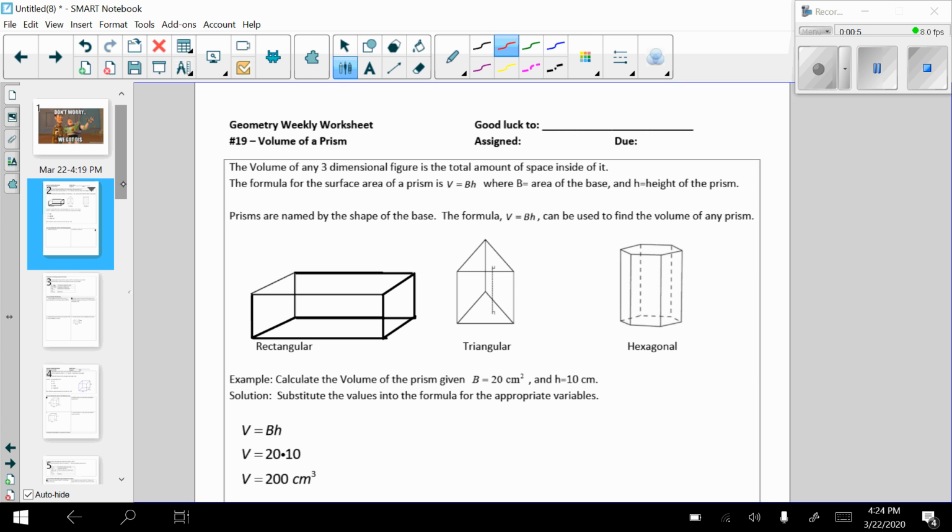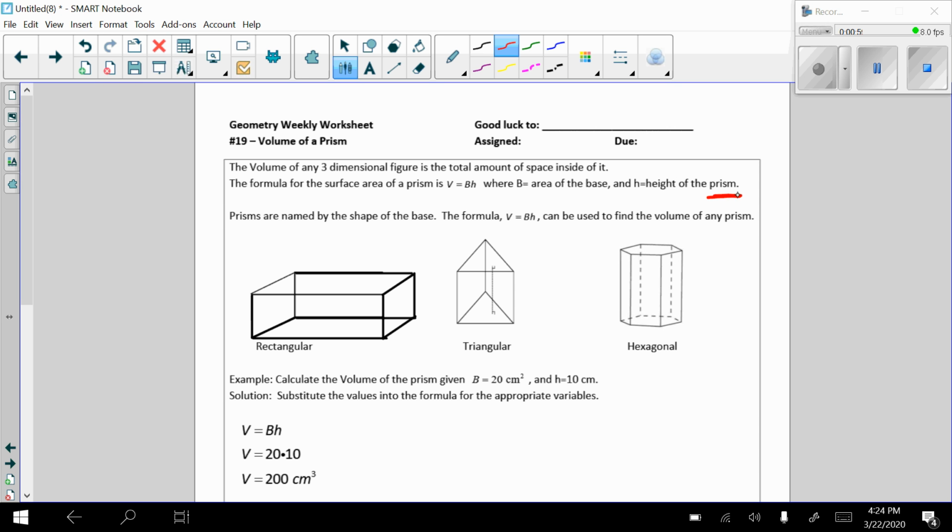What we're going to be studying in this packet is the volume of different three-dimensional figures. The first three-dimensional figure that we're going to talk about is the prism. Now, a prism has two parallel and congruent bases. If you look at the triangular prism, these two triangles are congruent and parallel. If you look at the hexagonal prism, these two hexagons are congruent and parallel. So those are the bases.